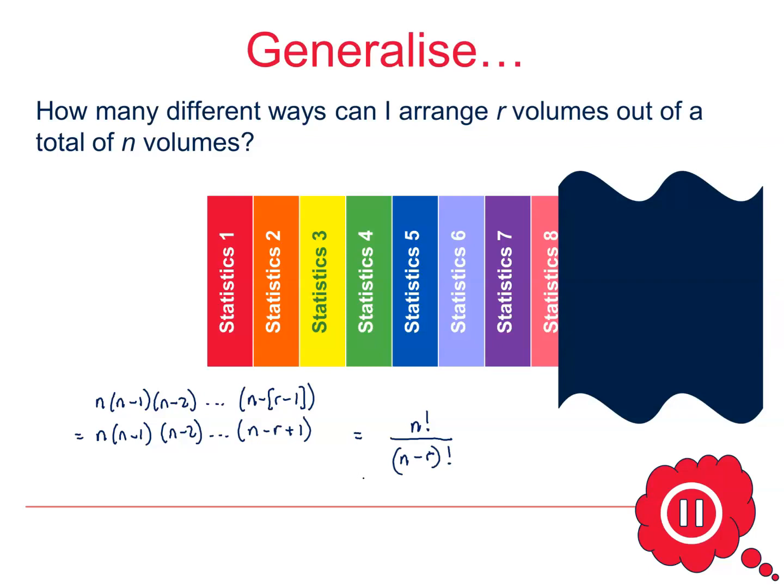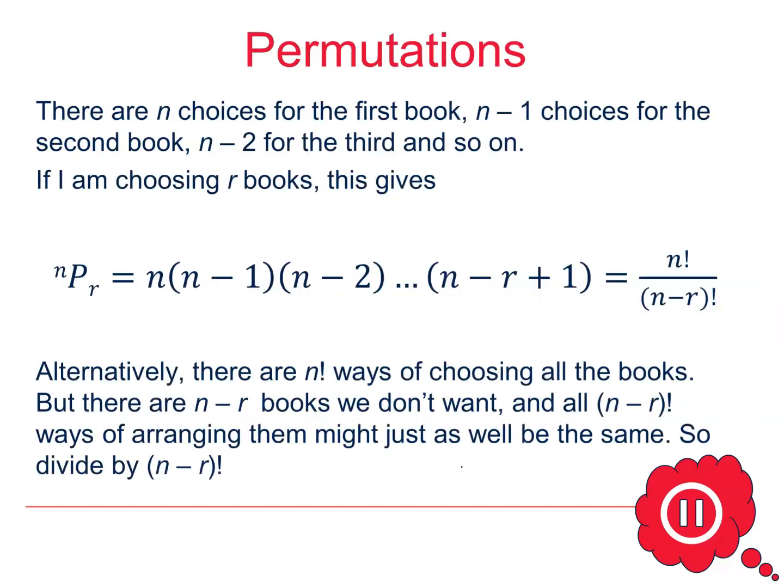Now we've got this formula, it suggests another way of counting. As before, when we were arranging all the books, there are a total of n factorial arrangements. But for the last n minus r books which won't fit on the shelf, they might as well all be the same. That's n minus r factorial arrangements that are the same. So I divide my total n factorial by n minus r factorial. Again, you may want to pause the video to make some notes.